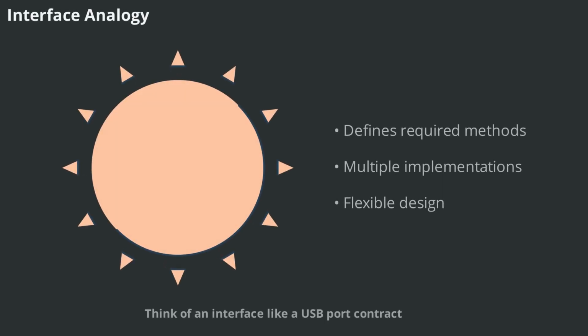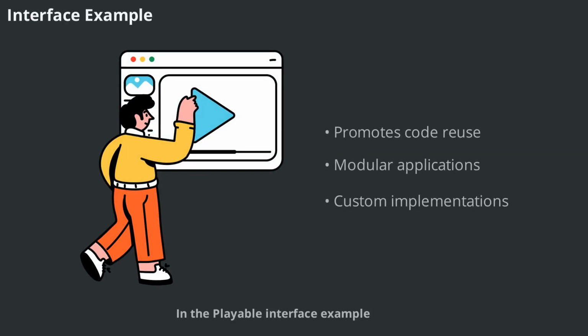Think of an interface like a USB port contract. Your laptop doesn't care if you plug in a mouse, keyboard, or flash drive, as long as the device follows the USB interface rules. Similarly, any class that implements an interface must provide the required methods, making your code more flexible and adaptable. In the playable interface example, both audio player and video player implement the play method.